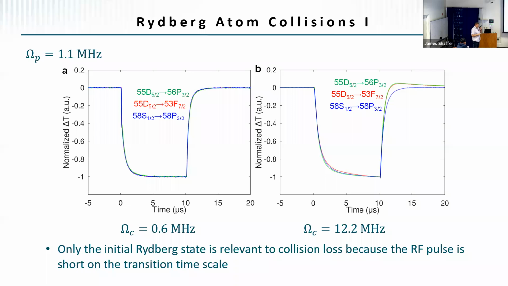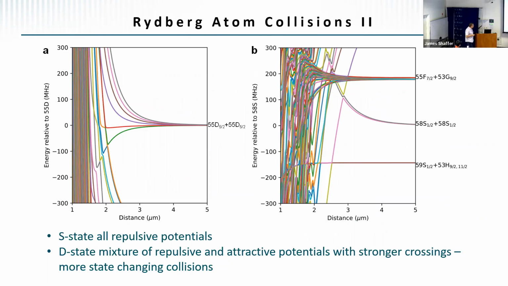And then in the recovery here, we also see an enhanced collision rate on the 55D5/2 states. So why is that? If you look at the pair potentials between the Rydberg states, you can really understand why this is happening. For 55D5/2, you have attractive potentials here where you can actually lose population, whereas the 58S1/2 is mostly repulsive.